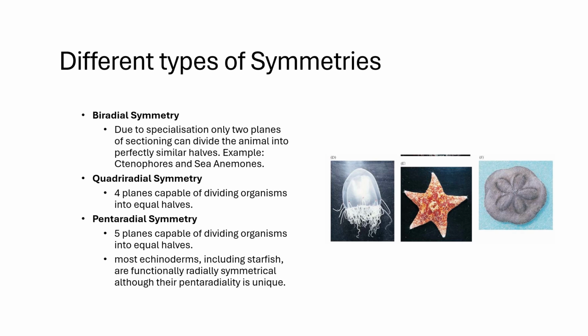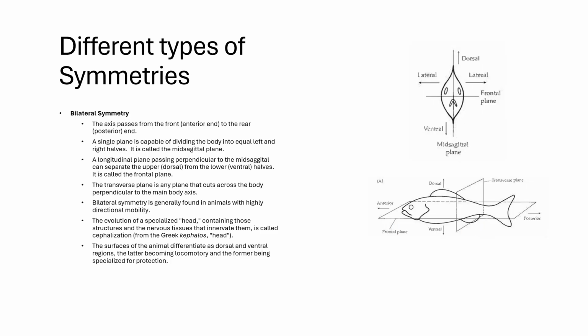One interesting thing in the case of starfish is that it has a characteristic pentaradial symmetry, but anatomically, on the inside, they are perfectly radially symmetrical, although from outside they are pentaradially symmetrical.